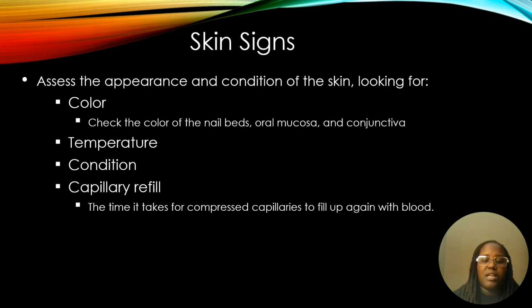Lastly, we're going to be checking condition, and that's going to be referring to if they're diaphoretic, if their skin is dry, if their skin is clammy. So make sure that you go over the different types of conditions that the patient's skin could be, and also make sure that you're notating what these different colors and conditions could potentially mean.